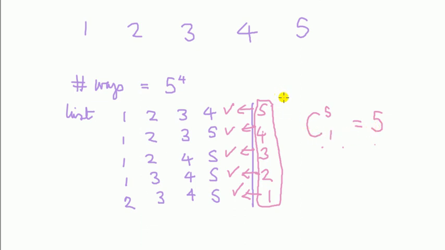Now that's quite a nice problem. I don't know whether I explained that very well, but so long as you can see that the combination here is to do with the numbers that are omitted, and the order of those does not matter.